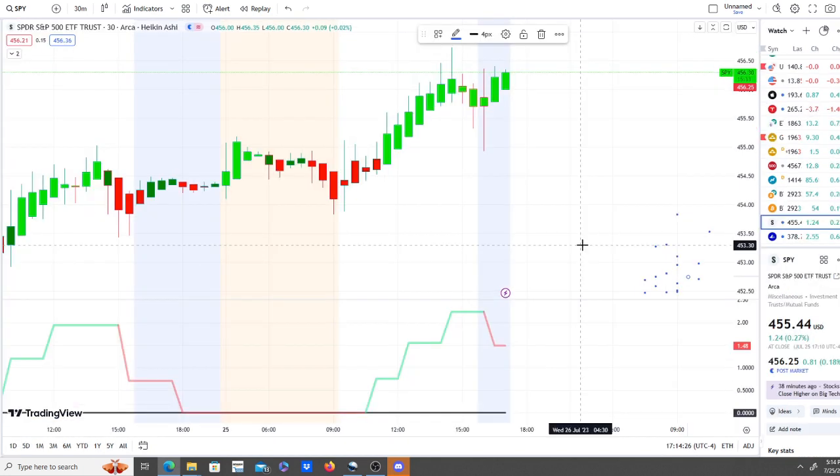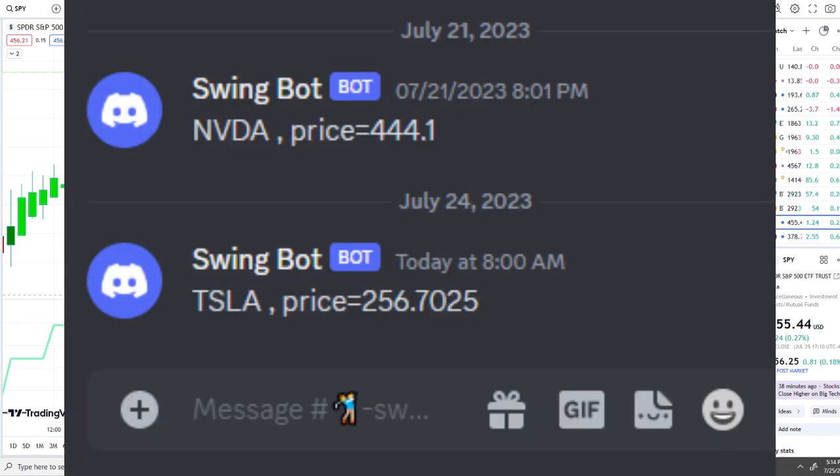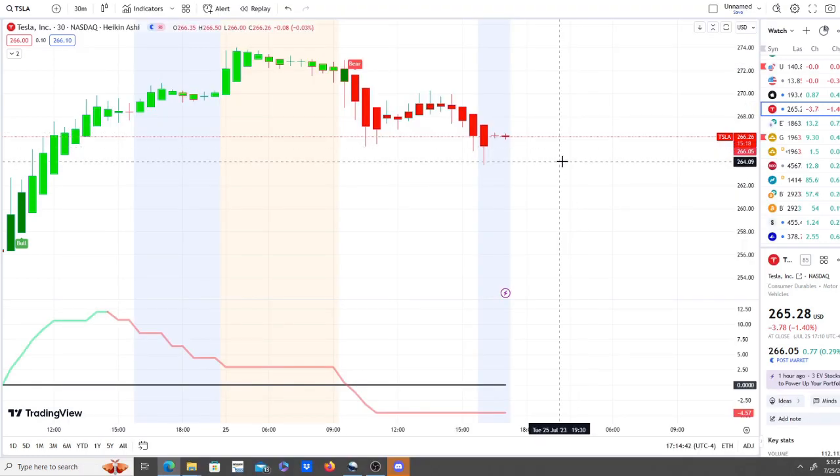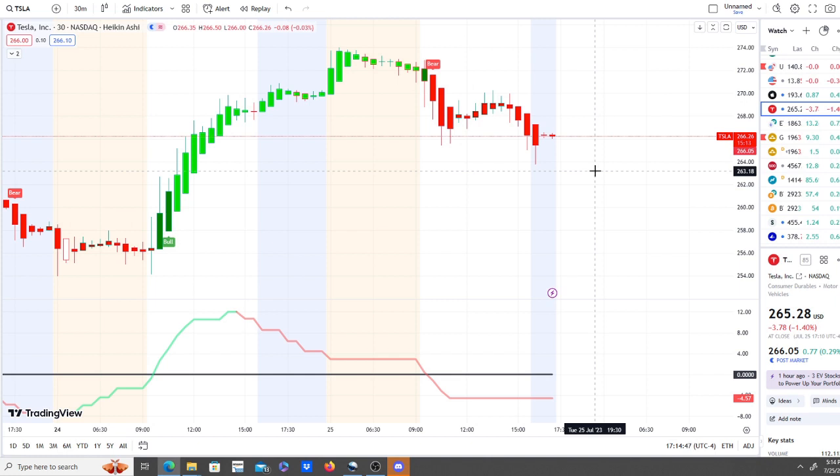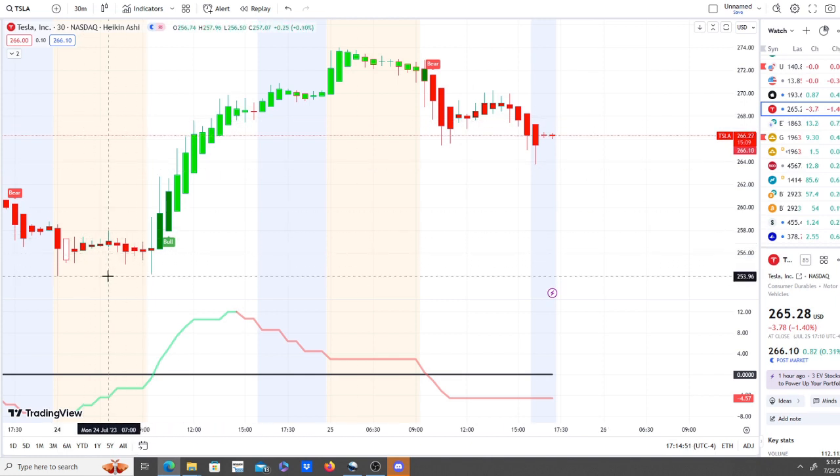If you take a look at Tesla too, it sent it out at around the $256 area, and Tesla went to highs here of nearly $270 in the last 2 days, and it was sent out yesterday in the pre-market, right around this area, and the full move.